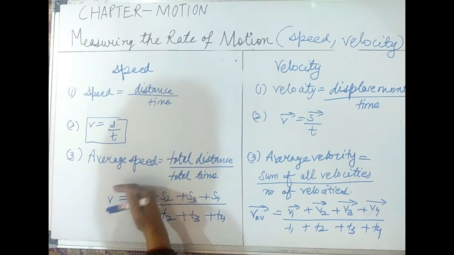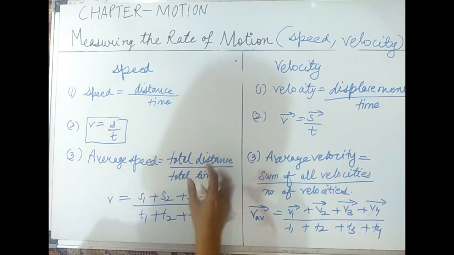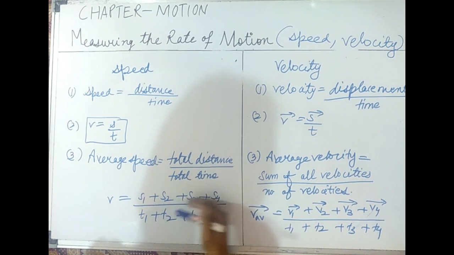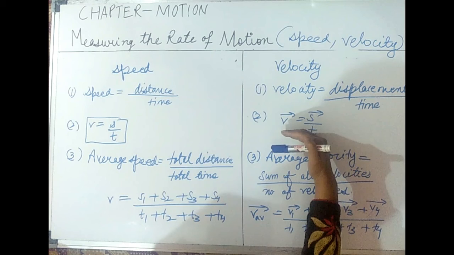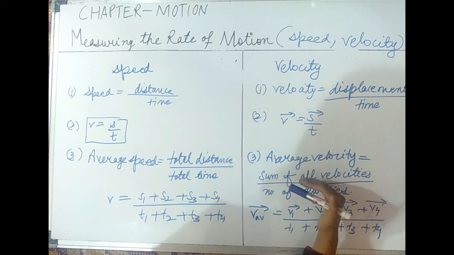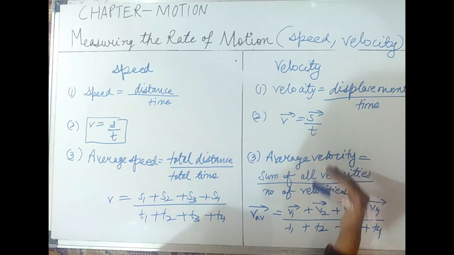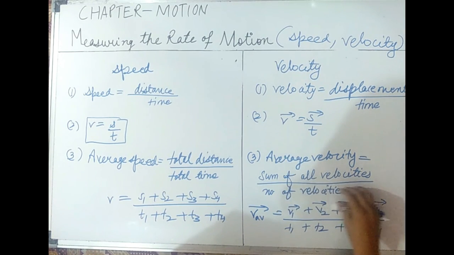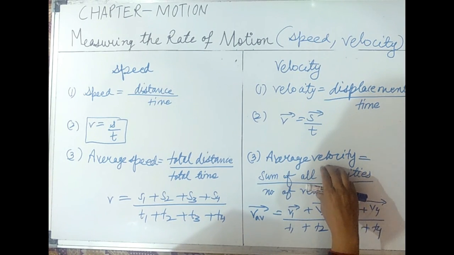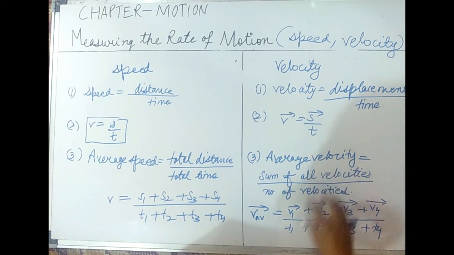We have also got average speed. Average speed is total distance upon total time, and total distance can be written as this also, total time can be written as this also. Similarly, we have got the formula for average velocity. Average velocity is the sum of all the velocities divided by the number of velocities. That is also called the arithmetic mean of velocities in given time.